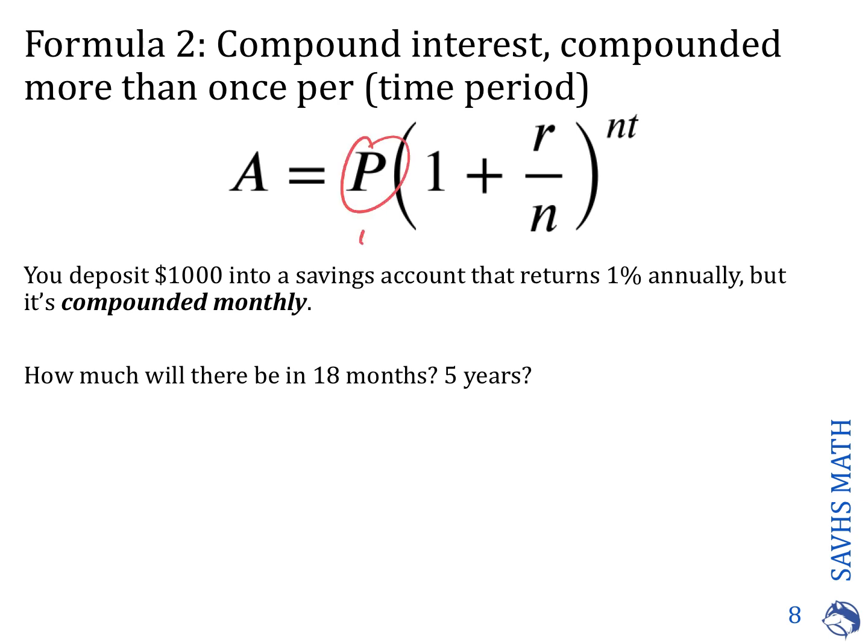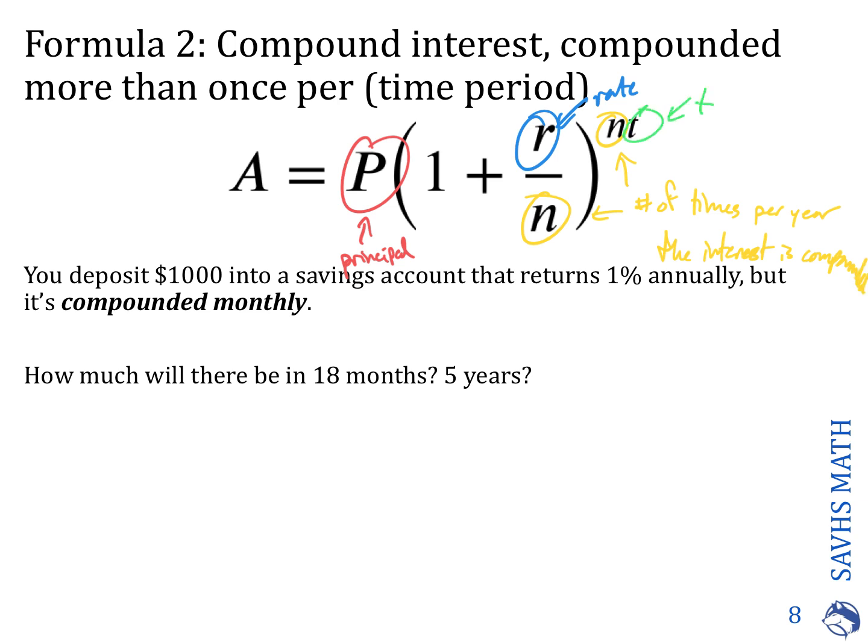Again, our P is our principal. Our R is our rate in a decimal, not a percent. Our N is our number of times per year the interest is compounded. Okay, and then T is still time. And especially with these money problems, T is usually in years.